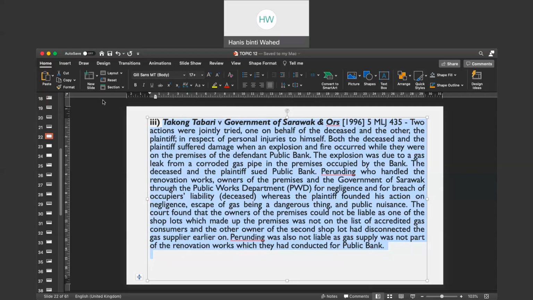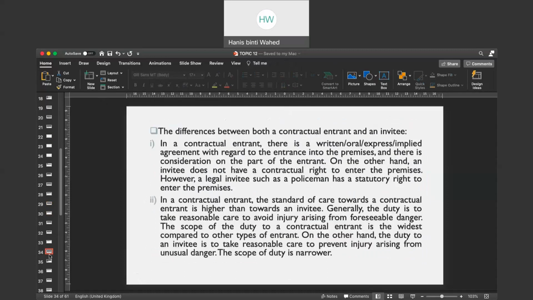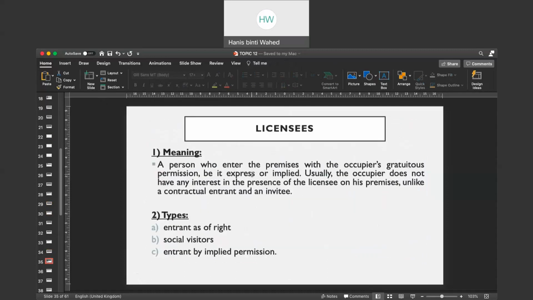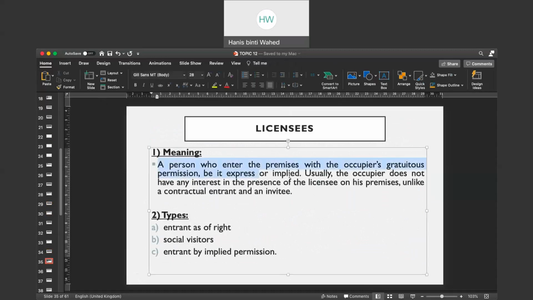Next, the next entrant that we will discuss is licensees. So we already discussed the first 2 types of entrants. The third one is licensees. As you can see here, a licensee is a person who enters the premises with the occupier's gratuitous permission, be it express or implied. Usually, the occupier does not have any interest in the presence of the licensee on his premises, unlike a contractual entrant and invitee.